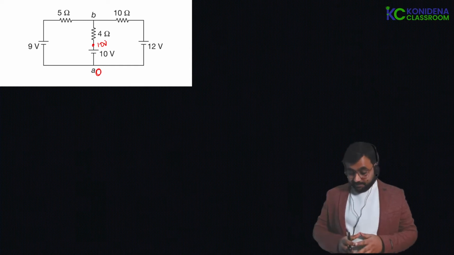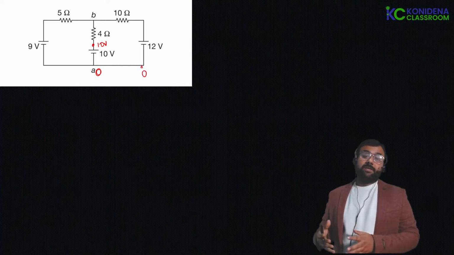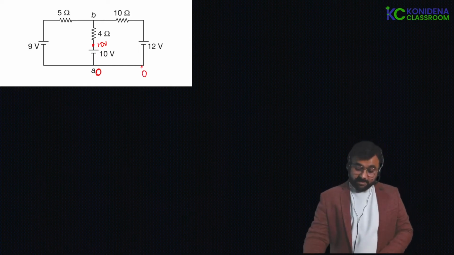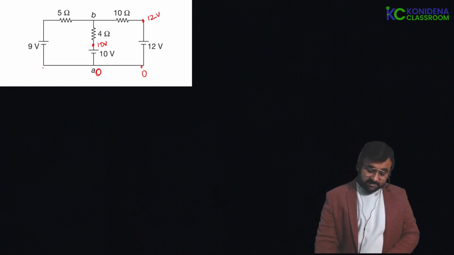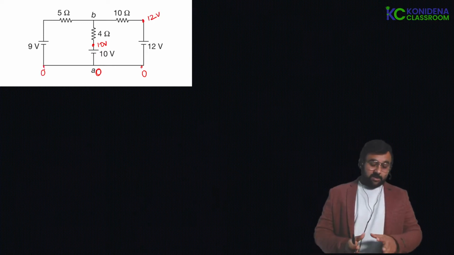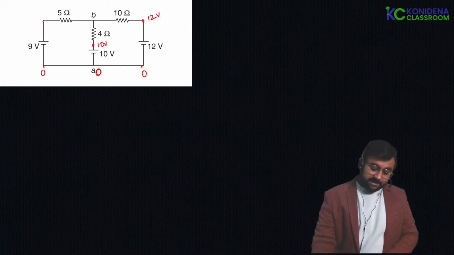Now this point is also going to be 0 because connecting wires are not going to have any kind of potential drop. And again, we are coming out from the battery, so this is going to be 12 volt, right? Now this end is also 0 because again, we are going through the connecting wire. And when you are going up, this end is going to be at the potential of 9 volt, right?